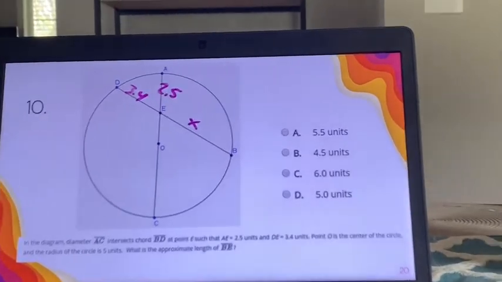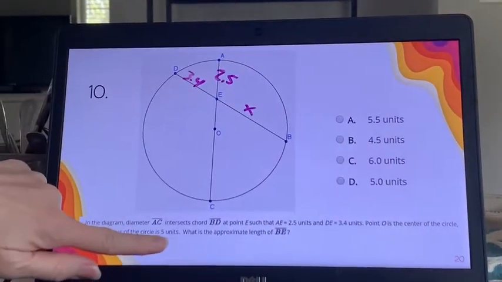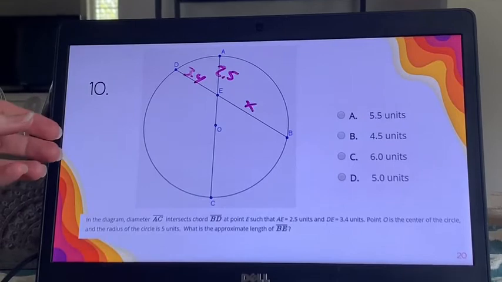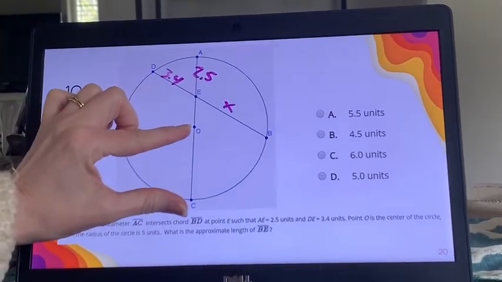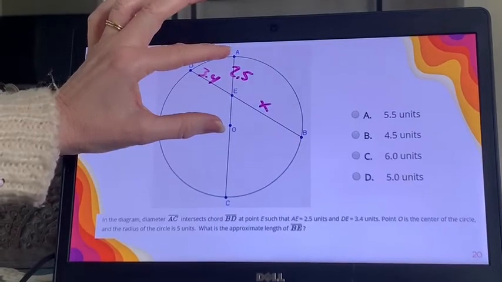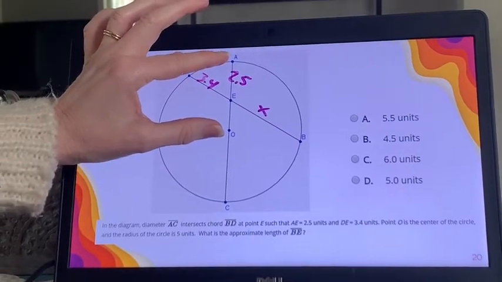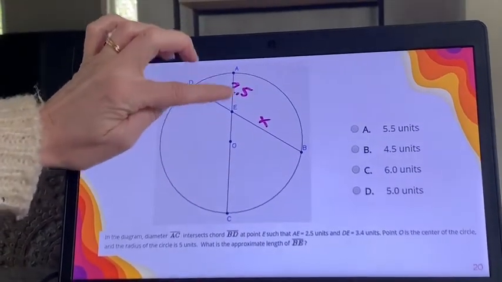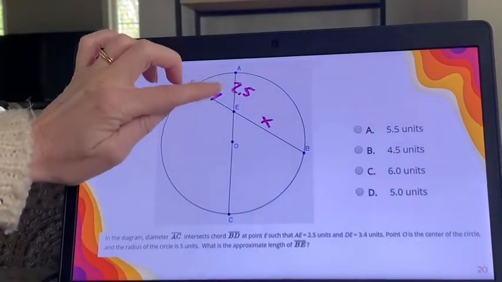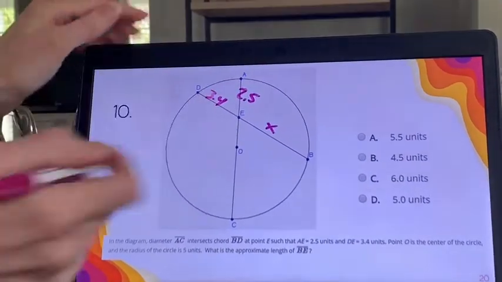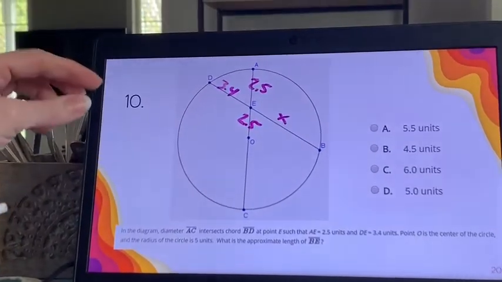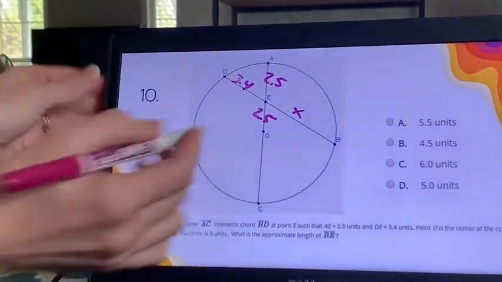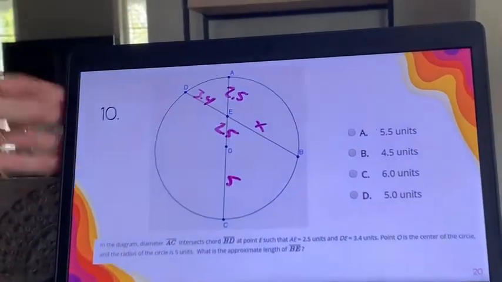And then they tell us that the radius is 5. And that's the only kind of tricky part about this problem. So the radius is 5, which means that here OC is 5 and this AO is also 5. So that means that if this is 2.5, then 5 minus 2.5 would be 2.5. That means this little piece here is also 2.5. And then this radius here is 5.